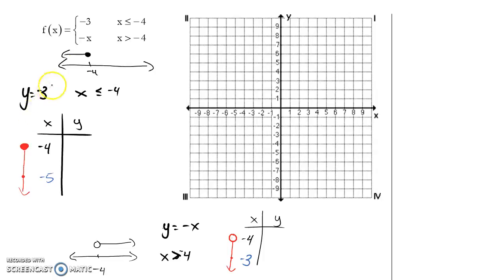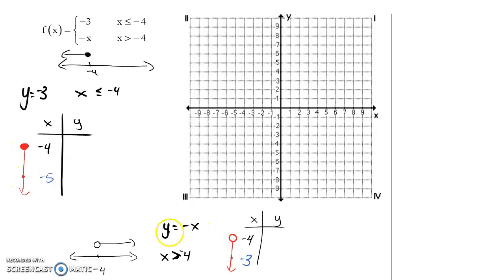So as I check here, for my first function, y equals negative 3, as long as x is equal to negative 4. I'm definitely using negative 4, and then I choose negative 5. Negative 4 is going to be a closed circle. Negative 5 is going to be a closed circle on my line.